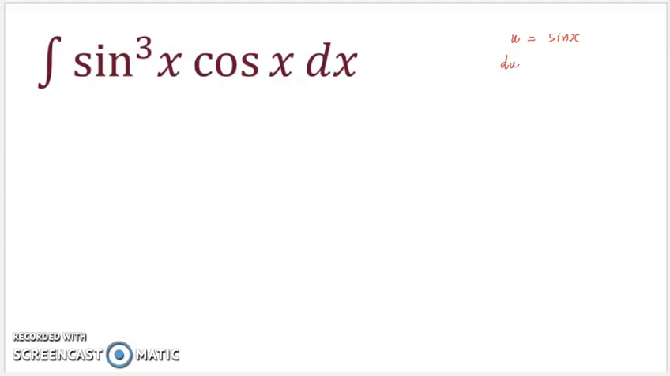So the derivative of sine x with respect to u is cosine x dx. And we divide both sides by cosine x to get what we can replace dx with, and that is du over cosine x. Let's now rewrite our problem, replacing sine x with u and dx with du over cosine x.